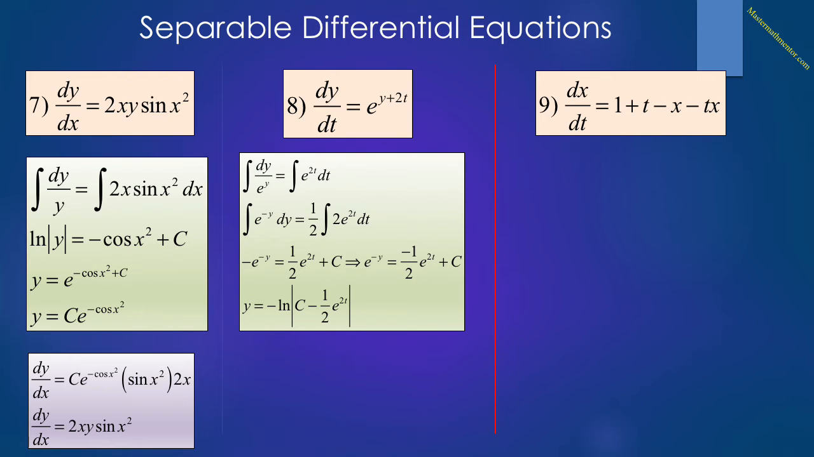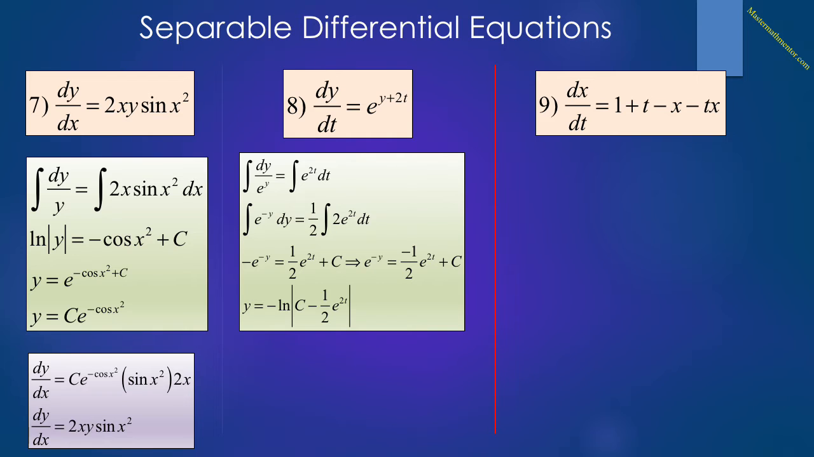Number 8 reads dy/dt is equal to e to the y plus 2t. This is a differential equation, but now to solve it, we need to write y as a function of t. We can write the right side as e to the y times e to the 2t, and therefore we can separate, getting dy over e to the y is equal to e to the 2t dt, and we can now integrate both sides.